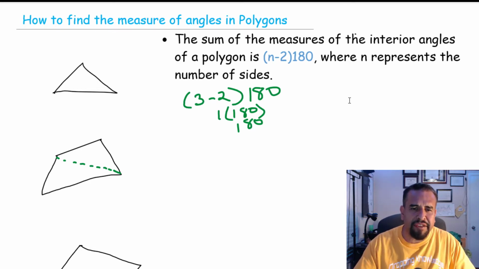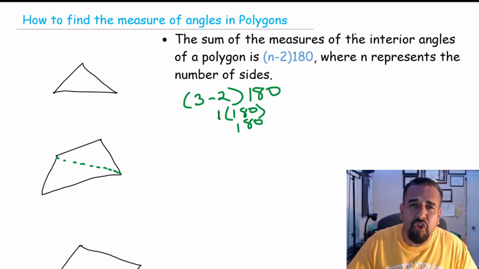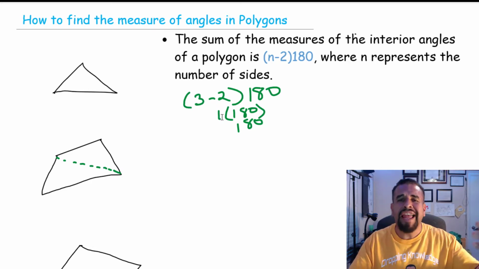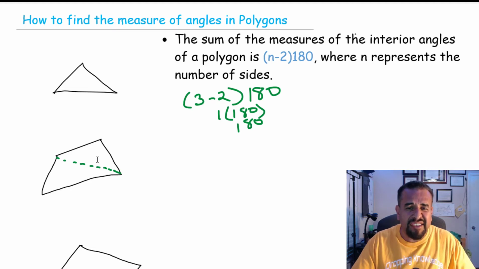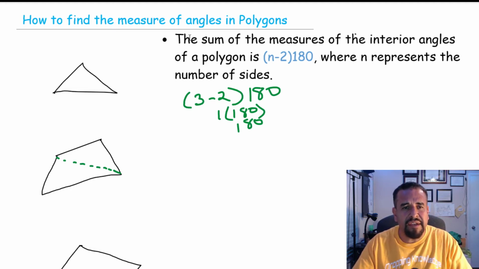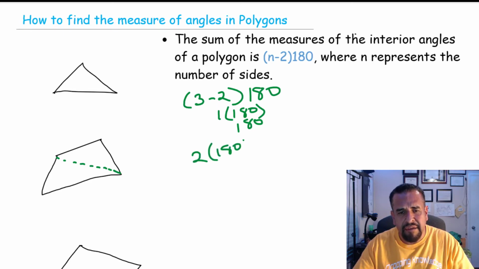Let's go back to the first one. Notice we did the number of sides, which is 3, and we subtracted 2, and then we got 180. This right here, 1 times 180, the 1 actually represents how many triangles we have, because everything is based off a triangle. So if I cut it in half, I can clearly see I have 2 triangles. I don't have to worry about how many sides I have. I can just plug in a 2. 2 times 180, and that equals 360.